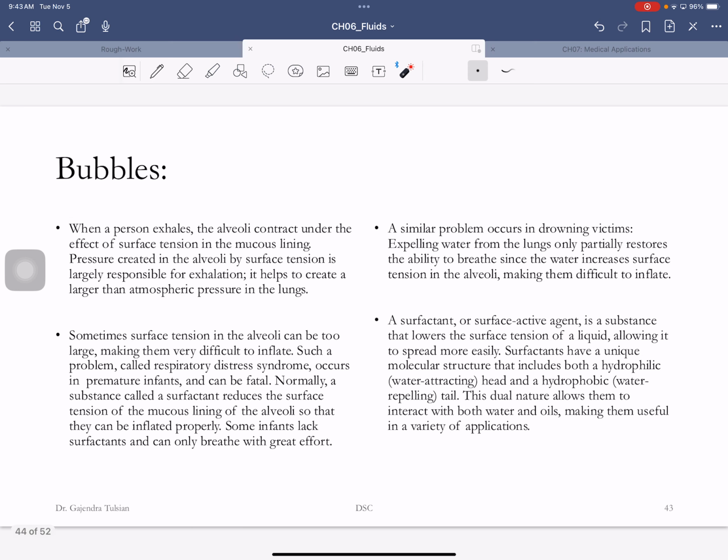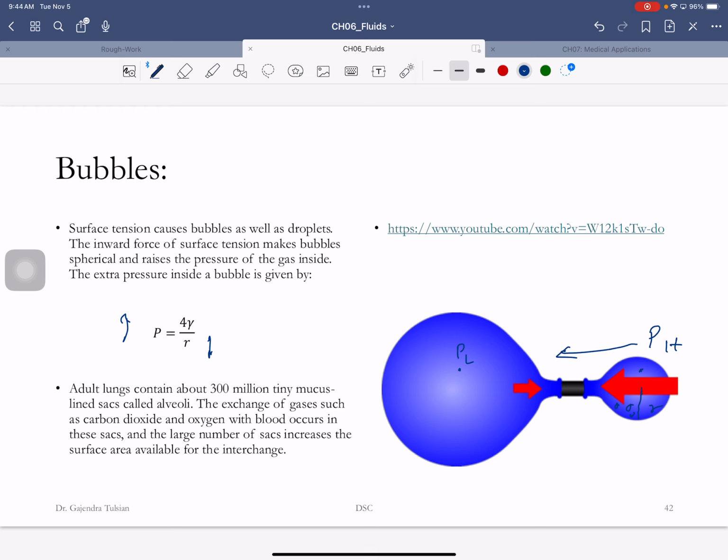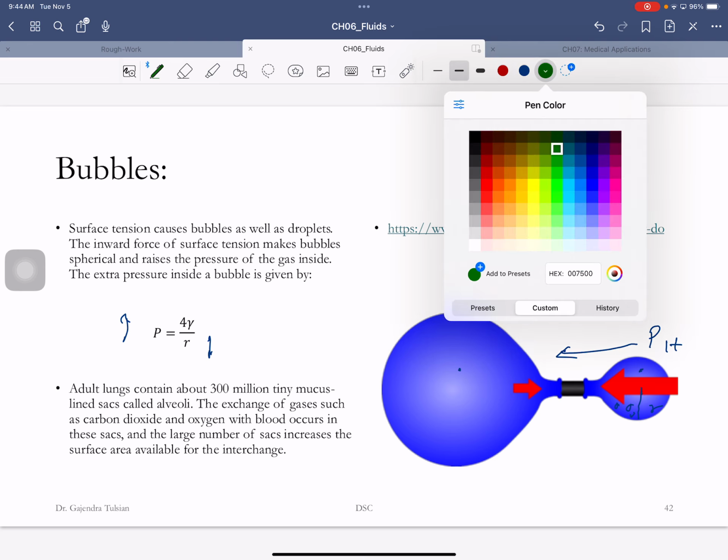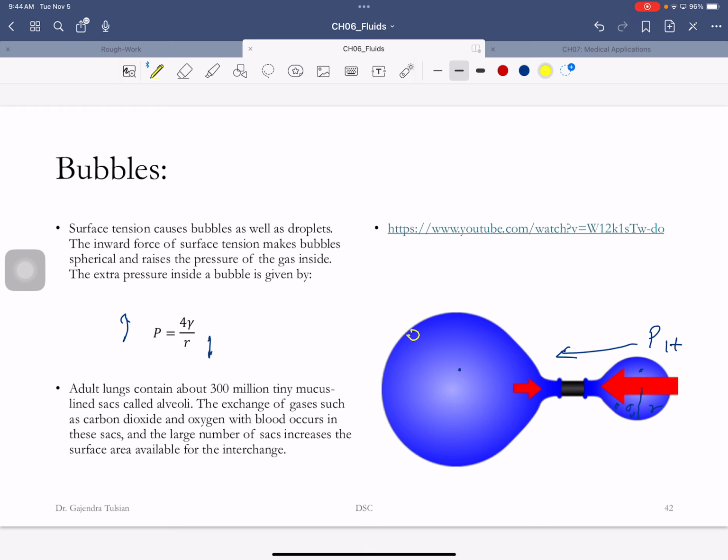If this were the lung, and you break it up into tiny alveoli and then surround these alveoli with blood vessels, then you have a larger surface area to exchange. I guess I have to choose a different color. Okay, there you go. You break your lungs into tiny alveoli and then surround these alveoli with blood vessels. Now you have a larger surface area to exchange the gases with the blood.